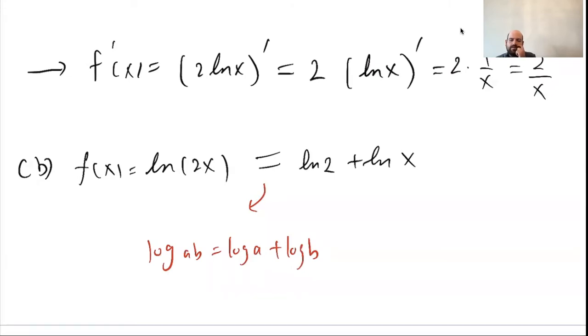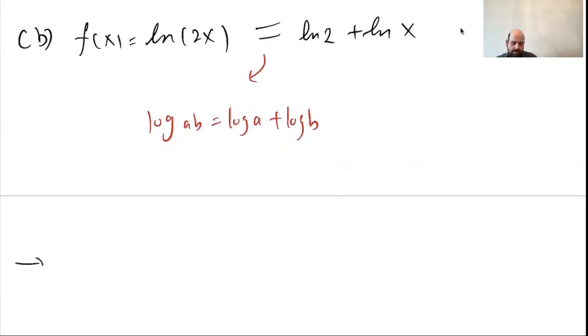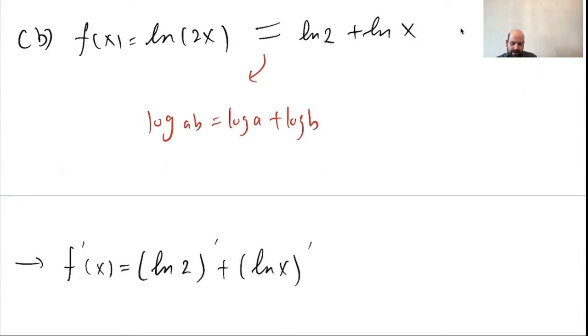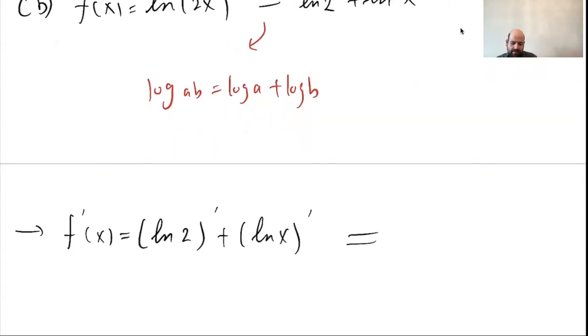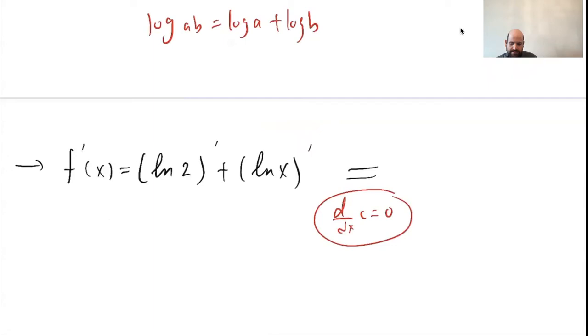So f of x, we wrote it as a sum of 2 functions, and the derivative of a sum of 2 functions is the sum of the derivatives of those 2 functions. So that means f prime of x is equal to the ln 2 derivative plus the ln x derivative. The ln 2 derivative, we know it's 0, so d/dx of c is equal to 0 for a constant c. And then this means it's 0 plus the ln x derivative. The answer is 1 over x.